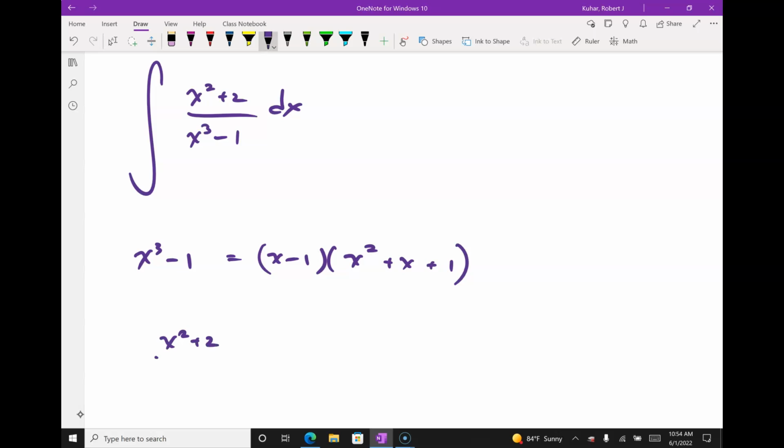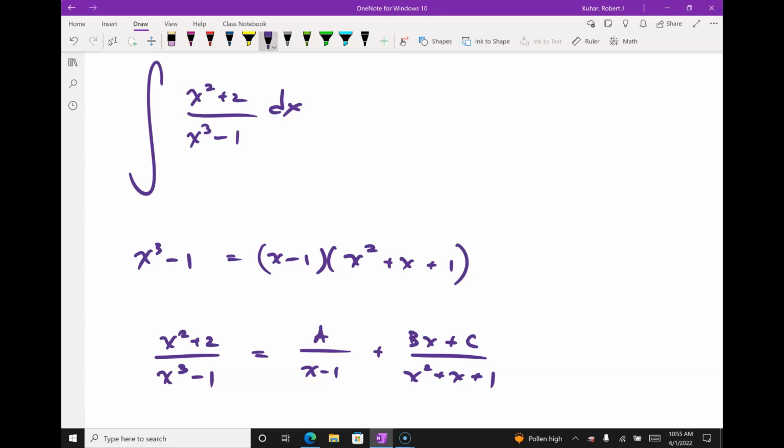So x squared plus 2 over x cubed minus 1 is some constant over my linear plus some linear over my quadratic. I'm assuming I've got my fractions completely reduced, right? You agree with me, right? Like if A was x minus 1, well then that fraction is really just x minus 1 over itself, that's 1. If A was 2x minus 1 over x minus 1, then I would get 2 plus, right? I could reduce. So I'm assuming everything is reduced completely.